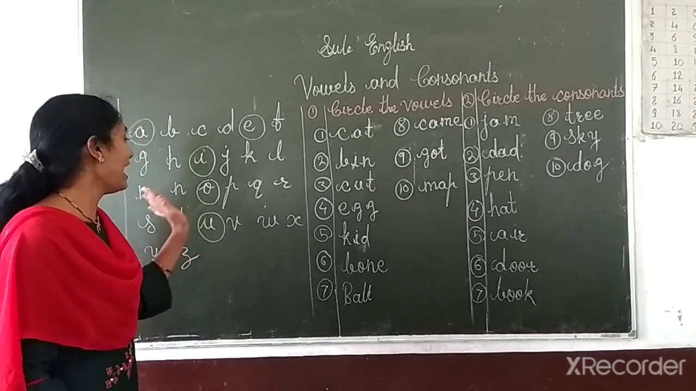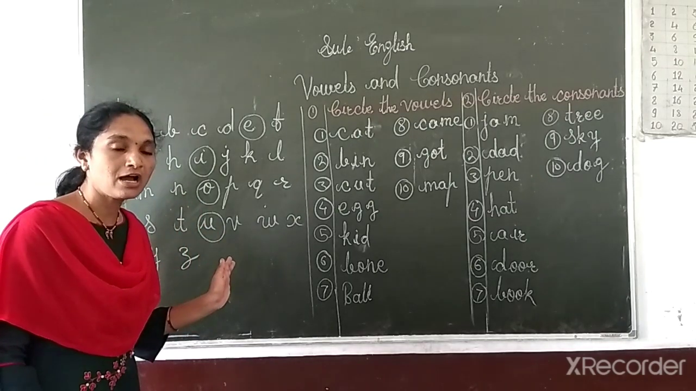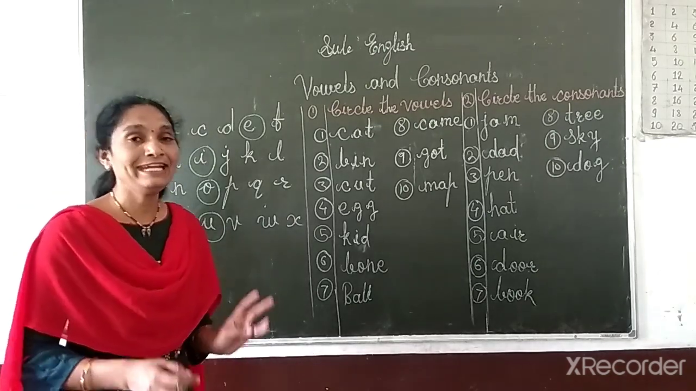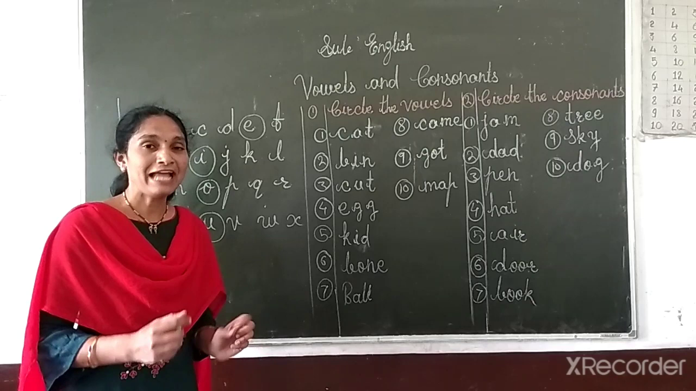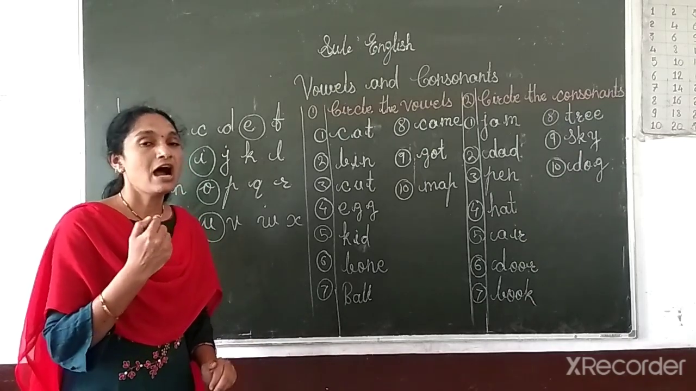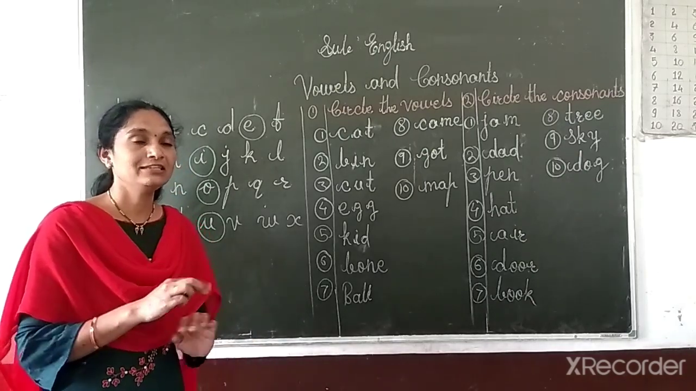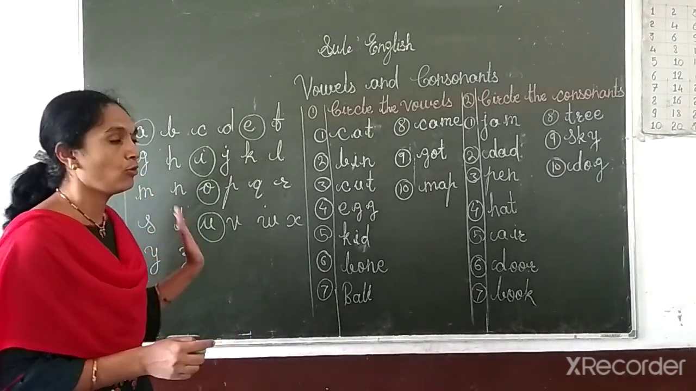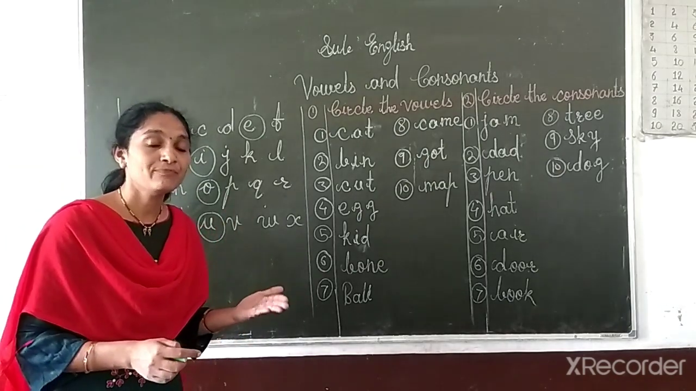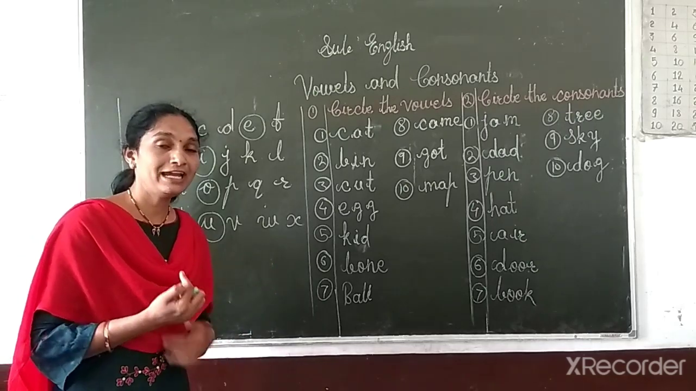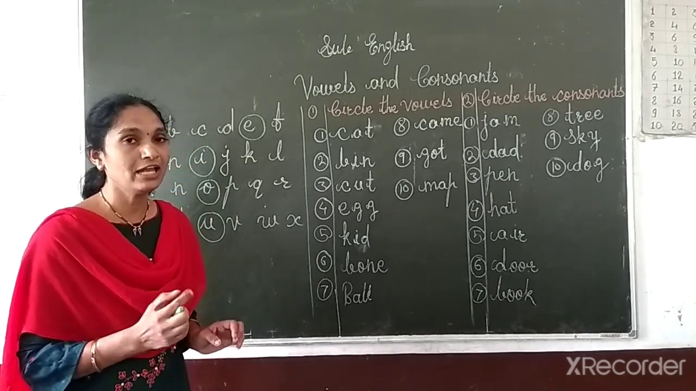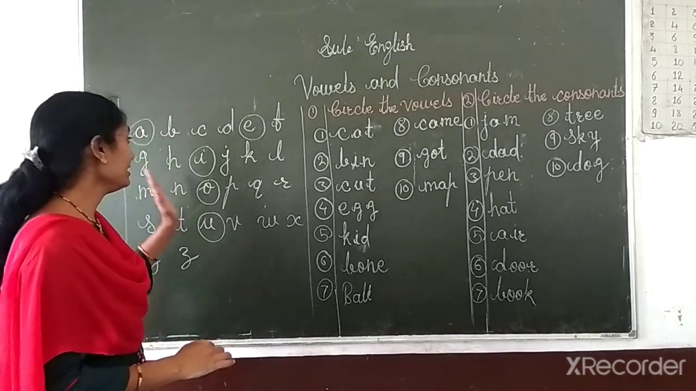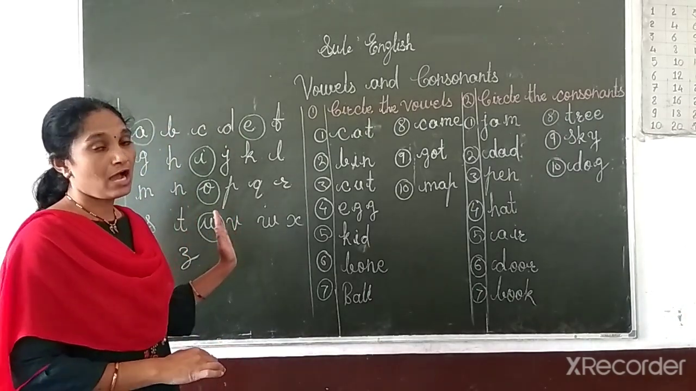Why are A, E, I, O, U known as vowel sounds? Listen, whenever we pronounce A, E, I, O, U, our tongue, our lips and our teeth never block. That means when we say A, E, I, O, U, our tongue, lips and teeth do not close, they stay open. That's why these are called the vowel sounds.